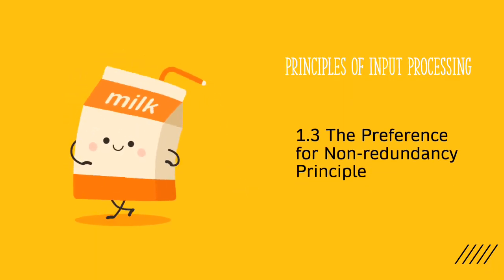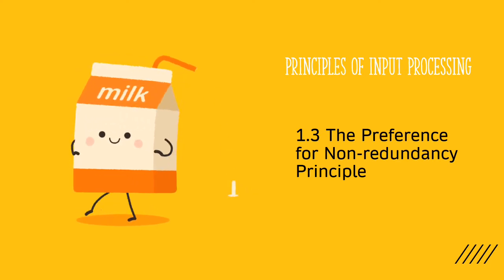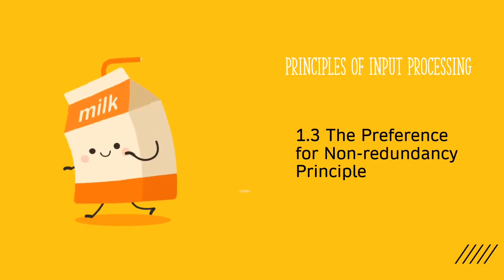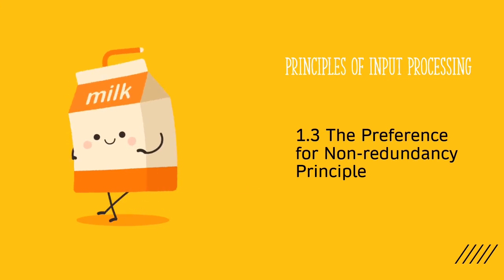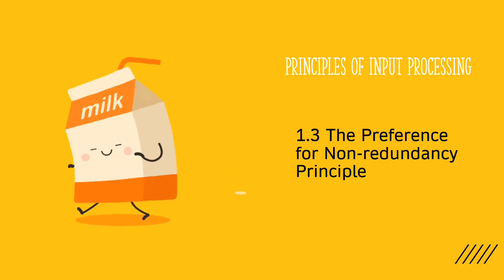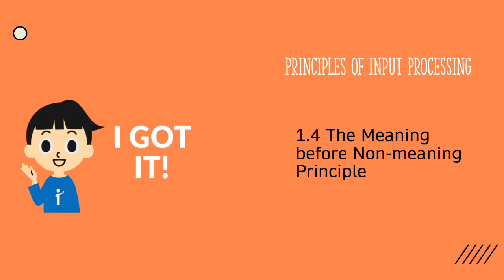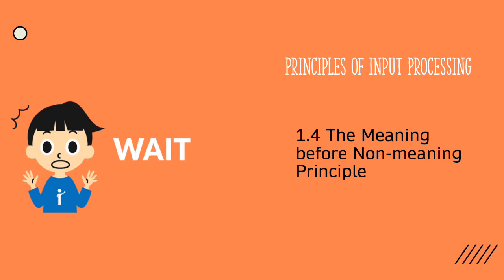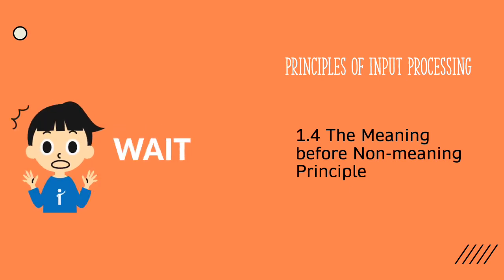There is also the preference for non-redundancy principle, where learners are more likely to process non-redundant meaningful grammatical form before they process redundant meaningful forms. The meaning before non-meaning principle is where learners are more likely to process meaningful grammatical forms before non-meaningful forms irrespective of redundancy.